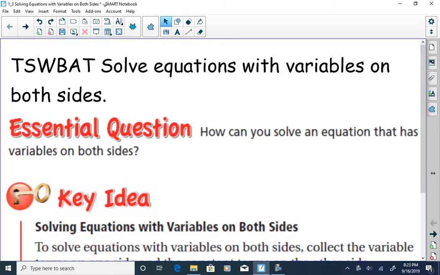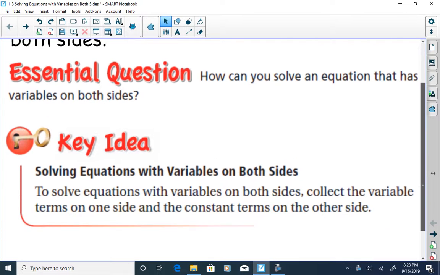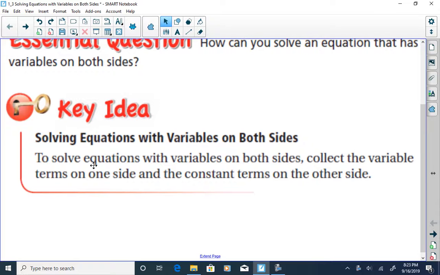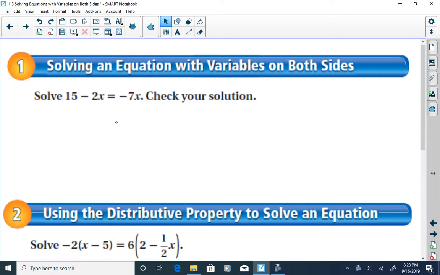Our lesson today is to be able to solve equations with variables on both sides. The key idea here is that to solve equations with variables on both sides, we want to collect the variable terms on one side and the constant terms on the other side. Okay, here's our first example.